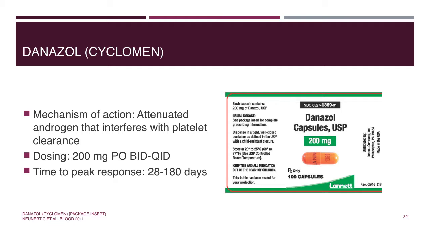Danazol is also another possible agent for these patients. The mechanism of danazol for the treatment of ITP is still largely unknown. It is an attenuated androgen that interferes with platelet clearance. Animal studies have suggested that it reduces the antibody secretion by enhancing the function of suppressor cells. Danazol also suppresses macrophage activity and may mediate its clinical effects, at least in part, by decreasing the number of Fc receptors. Dosing is 200 milligrams orally twice daily to 4 times daily. Time to peak response is 28 to 180 days, so one of the longer treatments that we'll see here.